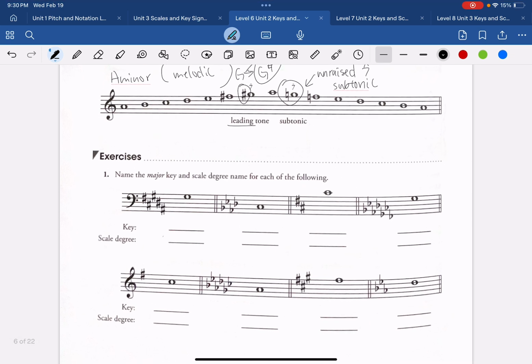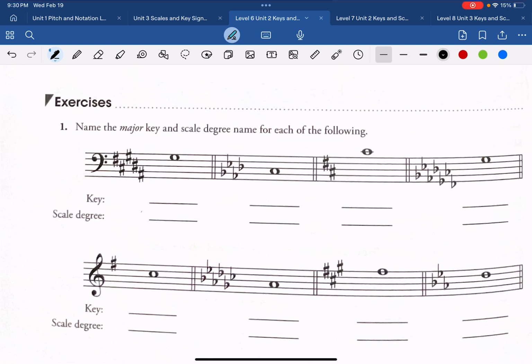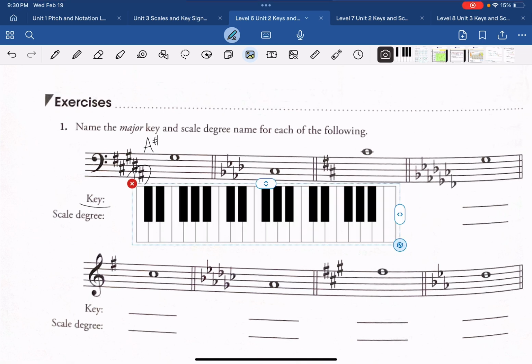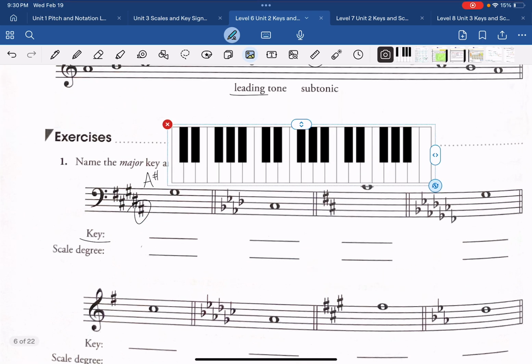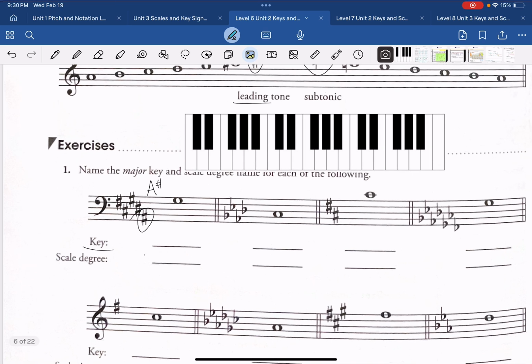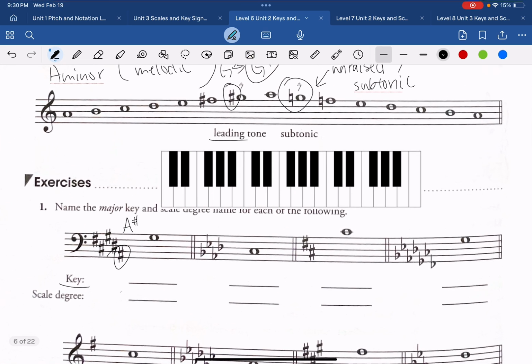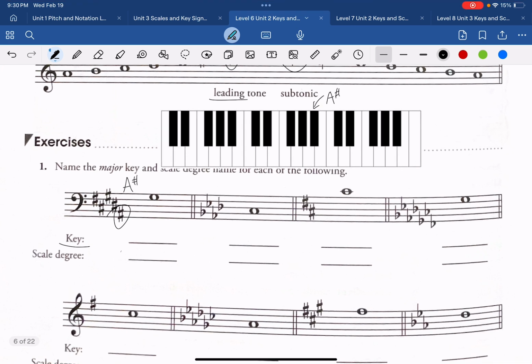Okay, and the next one says, name the major key and scale degree name for each of the following. So, for major key, to find the key for sharps, we look at the last sharp, that's A sharp, and we raise it by a half step to find the major key. So, A sharp is over here. If we raise that by a half step, we get B, so this is B major.